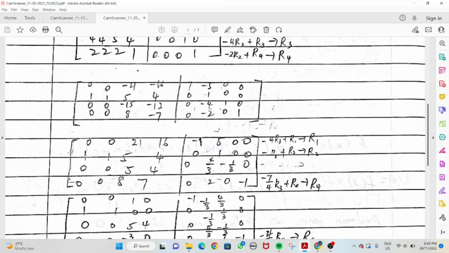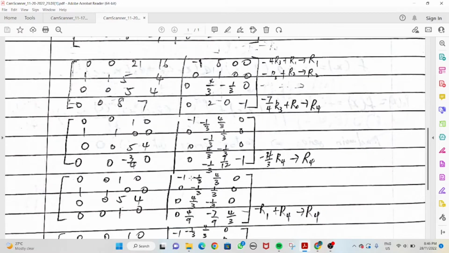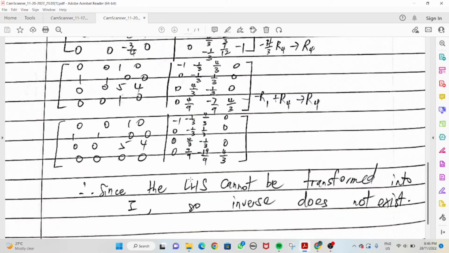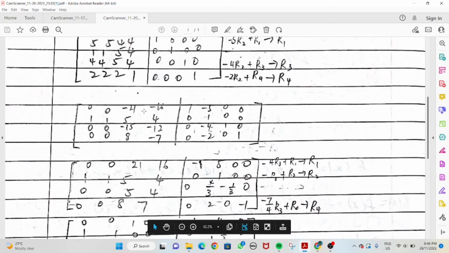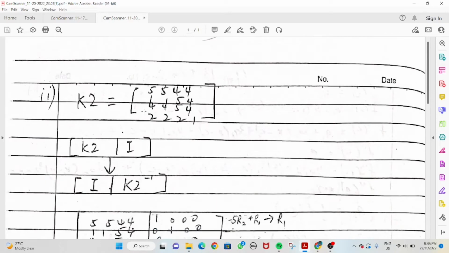Our main goal is to get a matrix where the diagonal is all 1. So this would mean there will be 1 here, here, here and here. However, when we continue this method, we aren't able to get the answer. Since the LHS cannot be transformed into the identity matrix, that means the inverse does not exist for K2. Thus, we aren't able to decrypt the message and get the answer.